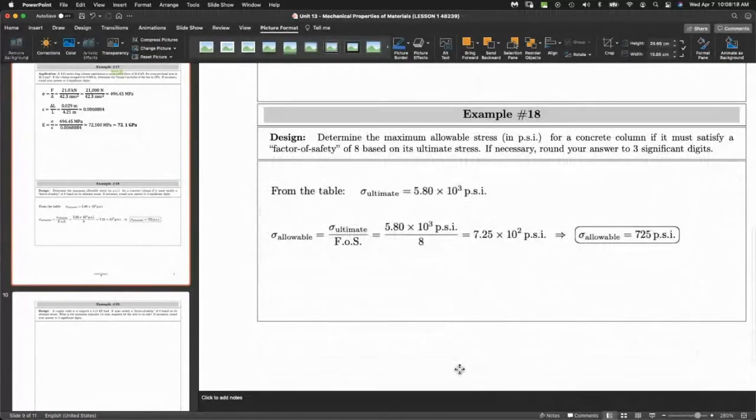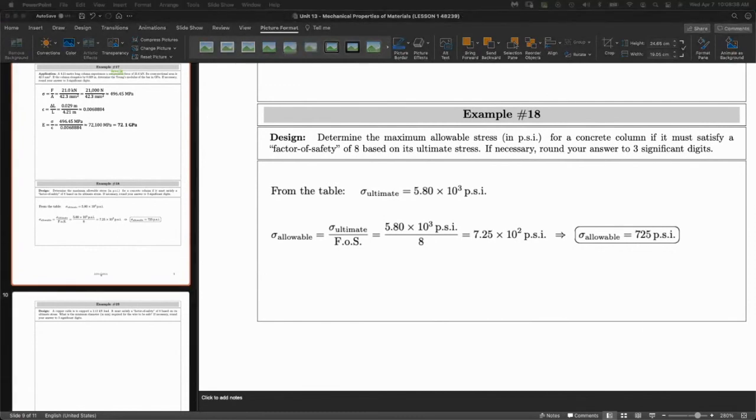So I just looked it up on the table. There's the number that we circled, 5,800 psi. We know the factor of safety is quoted as 8. So you take those numbers and divide them, and you get 725 psi. So all we've done here is given you more guidance on how you actually use the value of the ultimate stress for a given material.